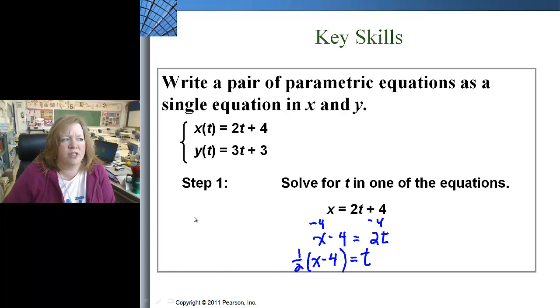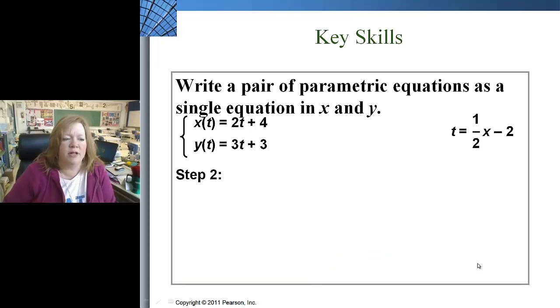Then what we're going to do, our step 2, is we're going to actually take this and substitute it in the other parametric equation for t. So we're going to say t is 1/2 x minus 2 if we simplify it, and we're going to substitute that in to the other equation.